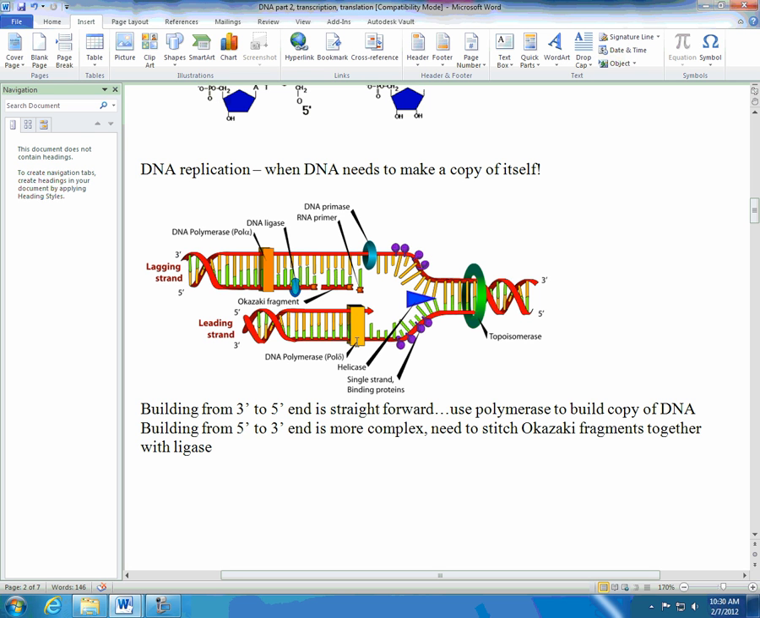So what it does is the DNA polymerase makes a copy of that DNA, or makes the complementary base pair, from the 3' to 5' end, no problem. It's just straightforward. Because we split using the helicase, now what we have over at this end here is what they call the 5' end, building from the 5' towards the 3' end. That's more complex, and that's where some other enzymes are used here.